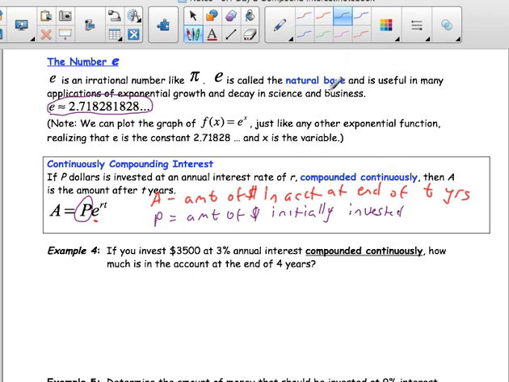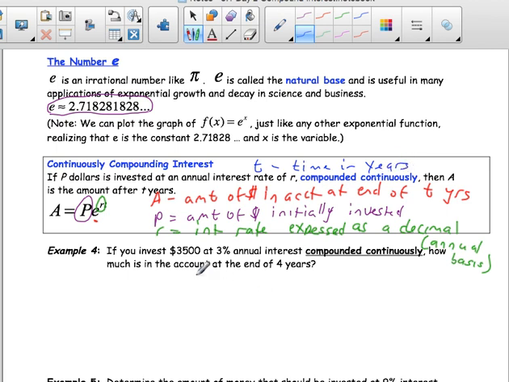E is the number e, 2.718. R is the interest rate expressed as a decimal. And it's an interest on an annual basis, so like 3% per year, something like that. And T is going to be the time in years. Okay, so I'll squeeze that in up here. T is the time in years. So let's try example 4.